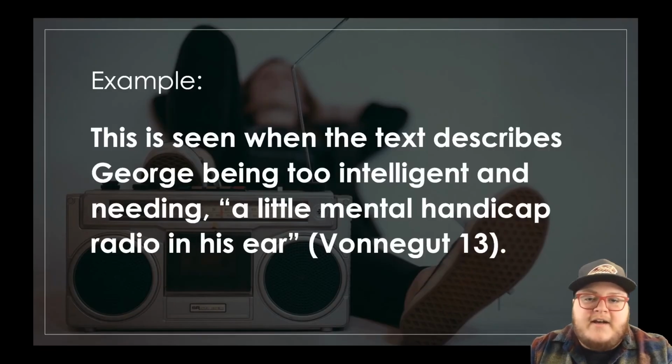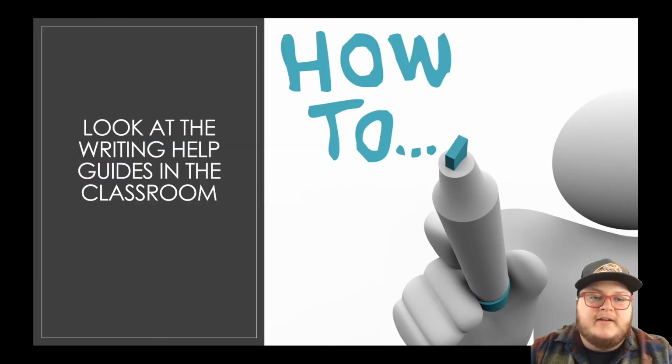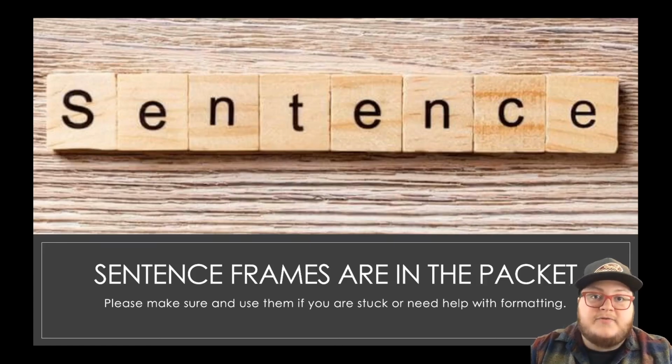And an example that I have is that this is seen in the text. In the text, when the text describes George being too intelligent and needing, quote, a little mental handicap radio in his ear. Vonnegut, line 13. And that's just what I want us to look at when we're doing that. And I have writing guidelines in the classroom to help you with that. And sentence frames are in the packet.